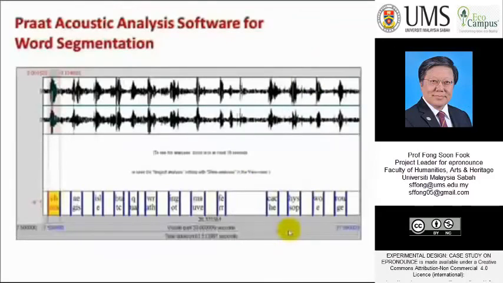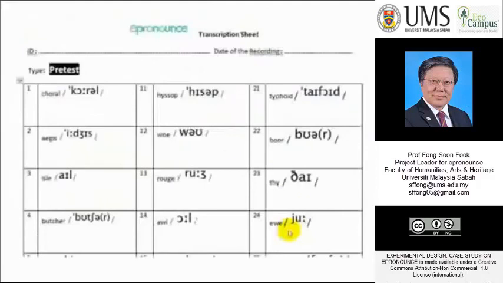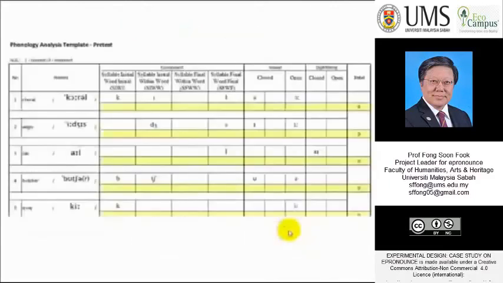The Praat acoustic analysis software was used for word segmentation. The words that were pronounced were recorded and submitted into the database, and we used this particular software to do word segmentation. After that, the words are transcribed into this transcription sheet for further analysis, and later on they were translated into this particular rubric for final evaluation and grading.